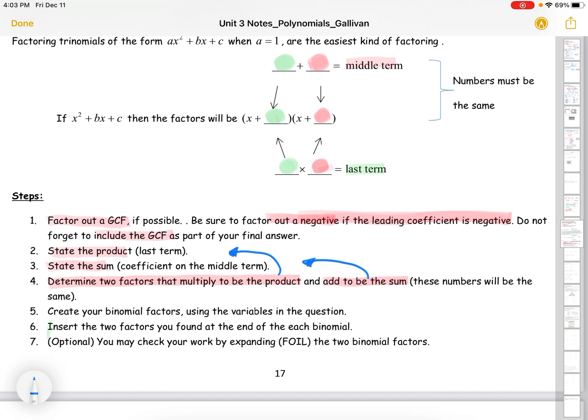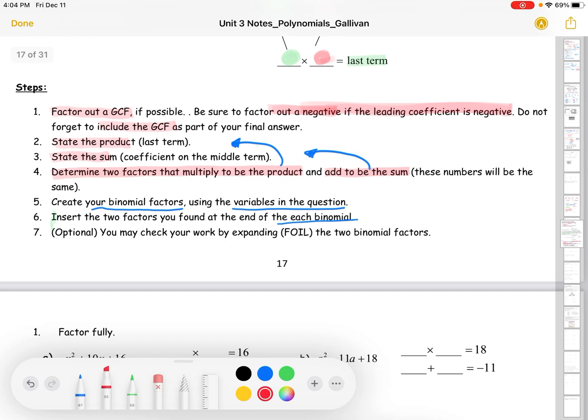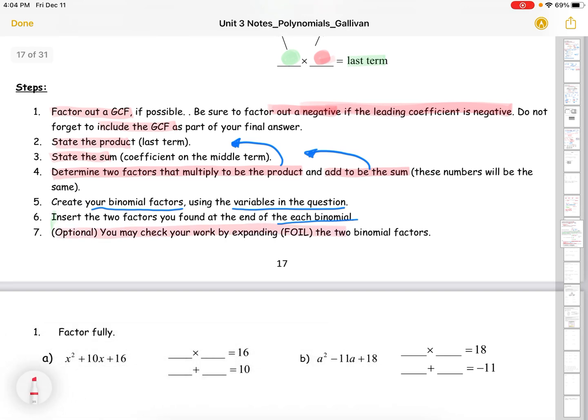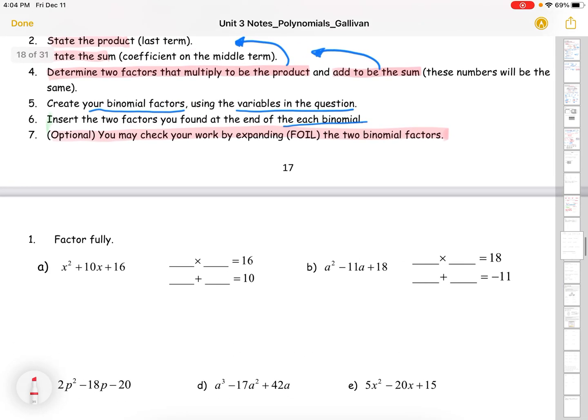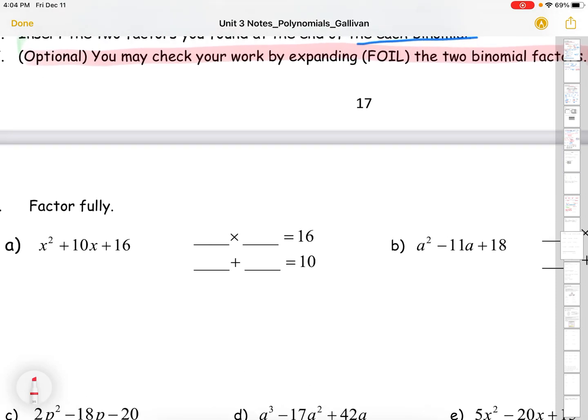Now these numbers are going to be the same. They have to be two identical factors that will get you there. When you've done that, you're going to create your binomial factors using those variables and insert them into the end of each binomial. Then we can, and this is good at the beginning, check your work by expanding by FOIL to get those two binomial factors. So let's see how this works.